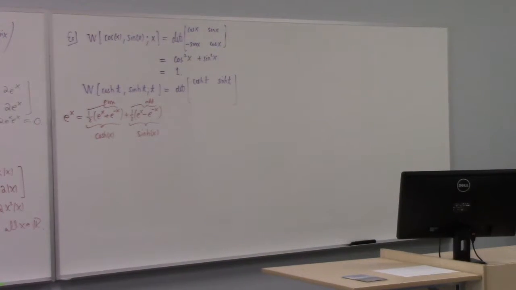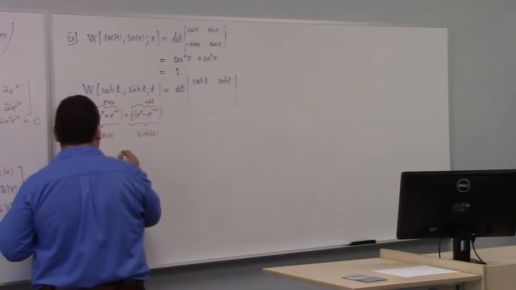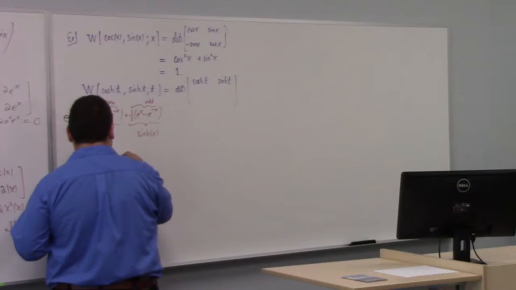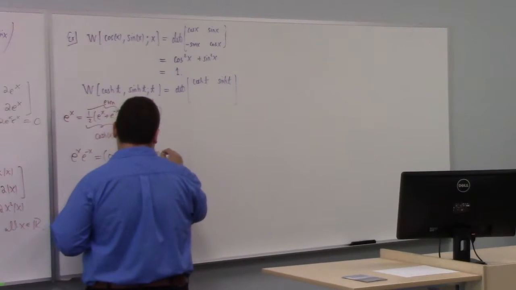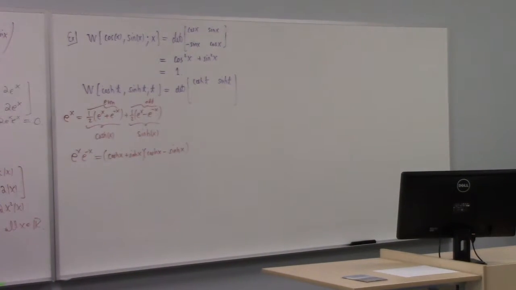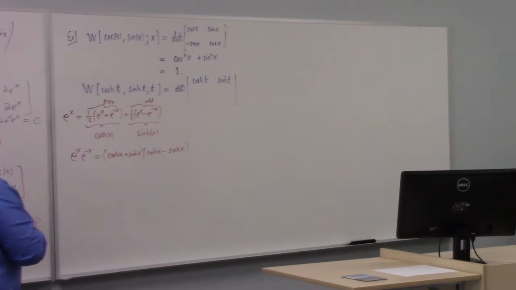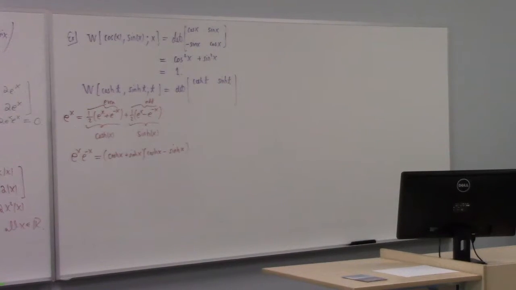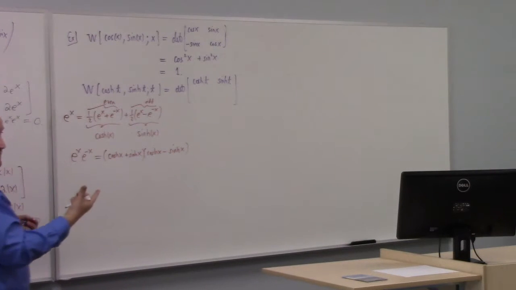The derivative of cosh is sinh. The derivative of sinh is cosh, no minus. That's it. And if you look at e to the x times e to the minus x, that gives you cosh x plus sinh x times cosh x minus sinh x. See, the equation above is that e to the x is equal to cosh plus sinh. So that's e to the x. Sinh is odd, the minus pulls out. Cosh is even, so the minuses get absorbed. So e to the minus x is cosh minus sinh, right?